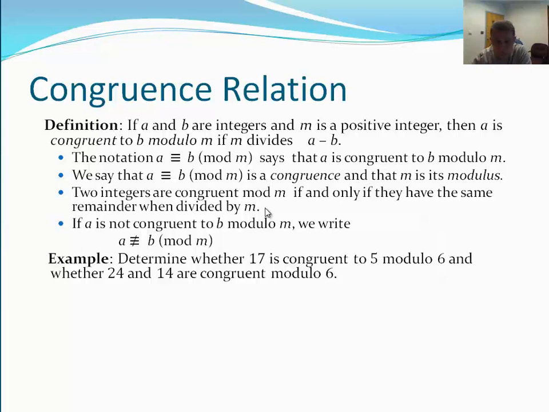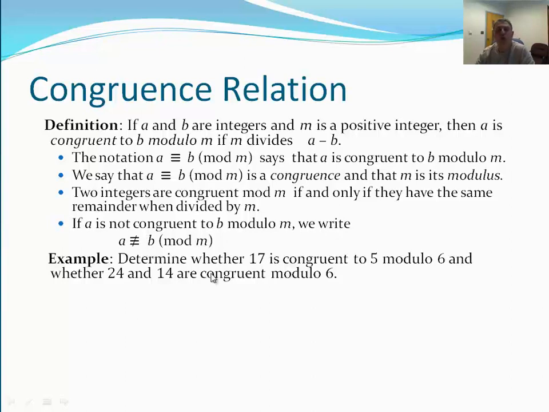So if two numbers are divided by the same integer and produce the same remainder, then we say those two numbers are congruent modulo that integer. And so that's why we say a is congruent to b mod m. And if a is not congruent to b modulo m, we just cross that one out.